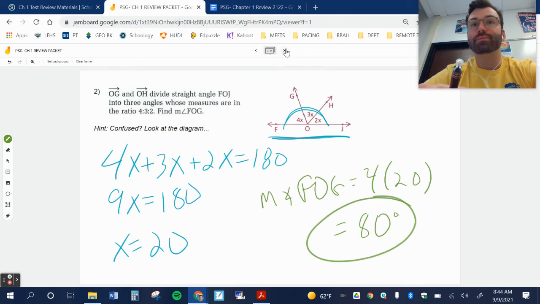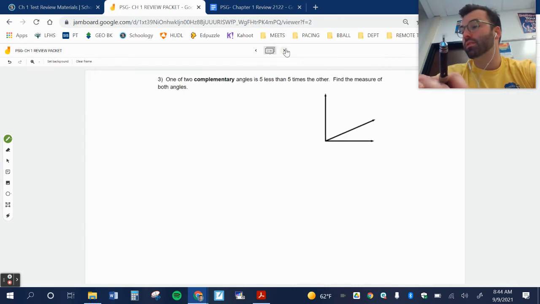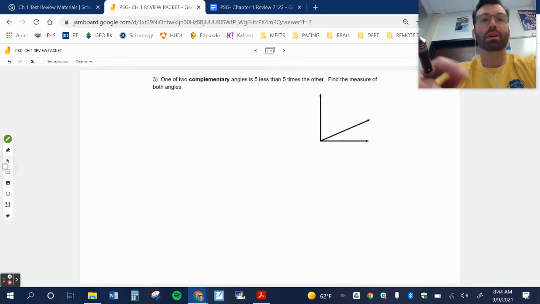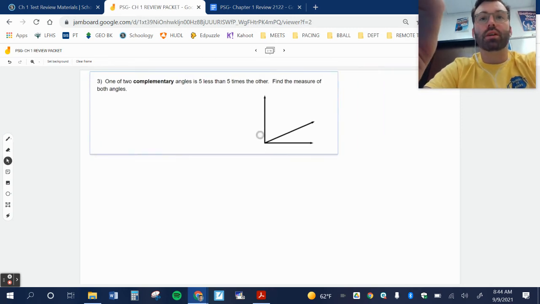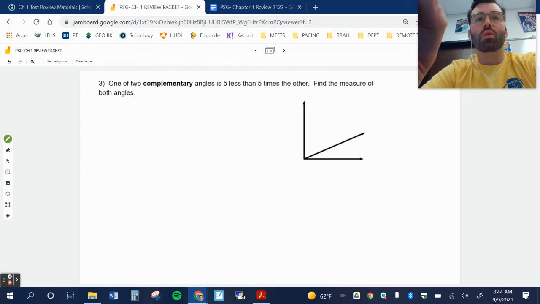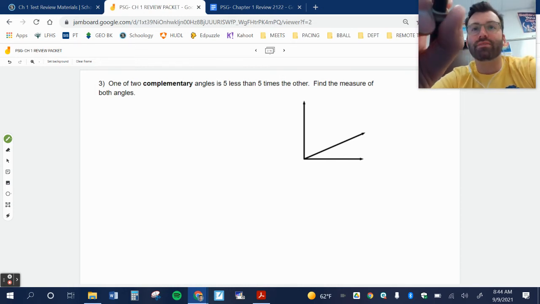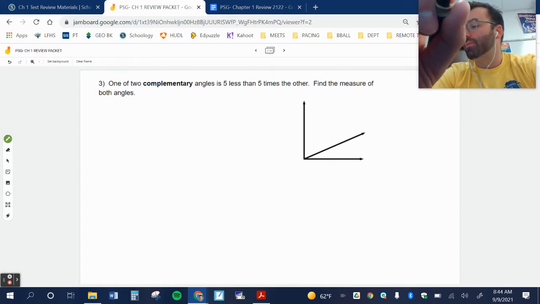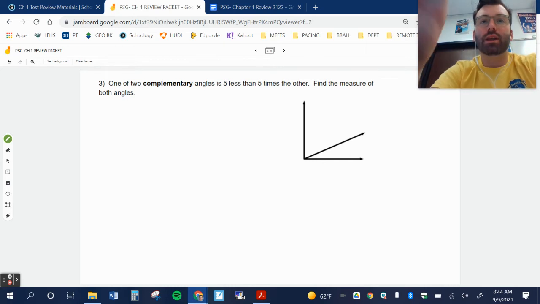Let's keep going. We're cruising. Number 3, a complementary word problem. Hopefully we're getting better at these or feeling more comfortable. One of two complementary angles is 5 times the other. Now this one, the numbers don't come out great. So remember, anytime we see the word "the other," that's an unknown.